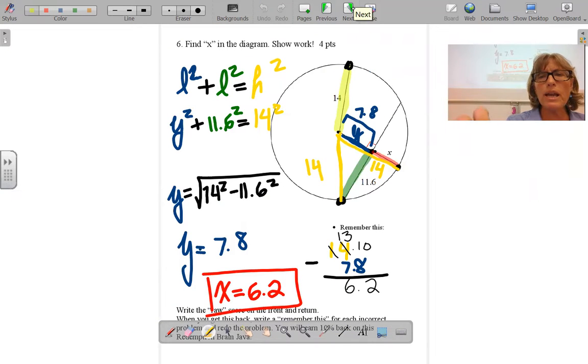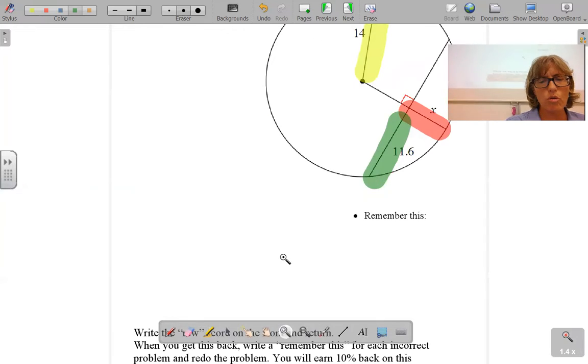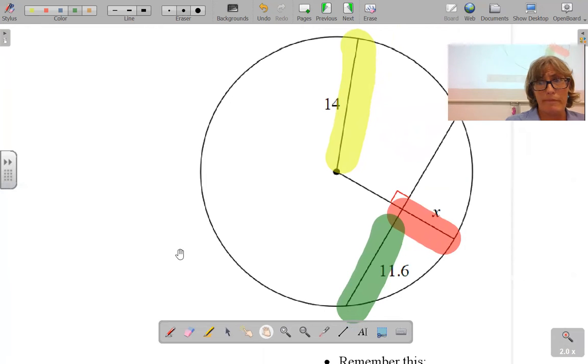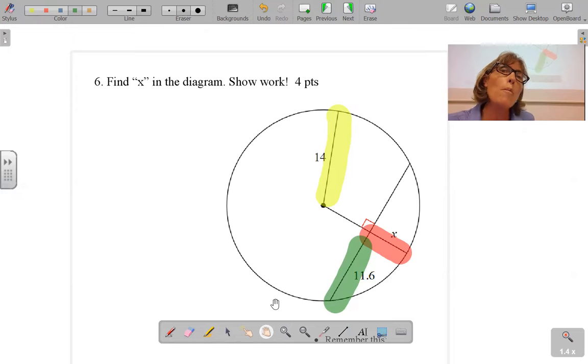Last one. Let's start with the blank page so you can see what this looked like. X is this piece right here. And you had 14, which is the radius, and 11.6, which is right here. And your goal is to find x. And you're like, so here's a basic rule of thumb. If you don't know what to do, look for or make a right triangle.